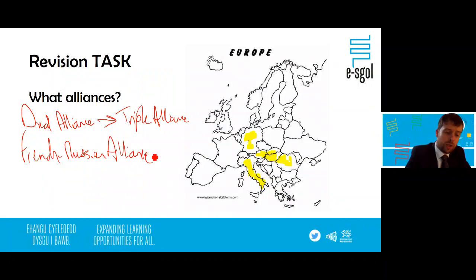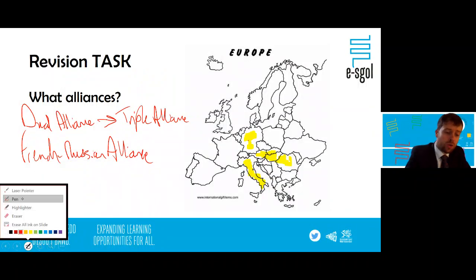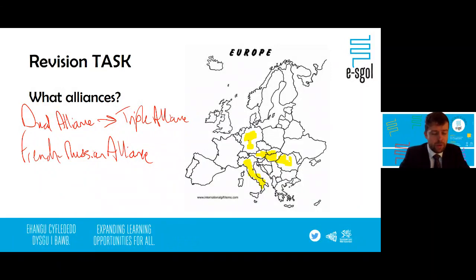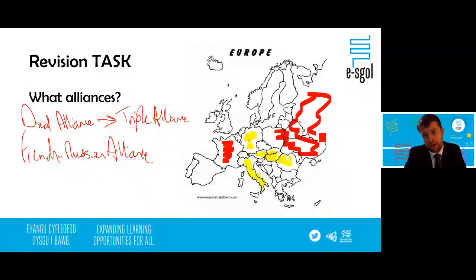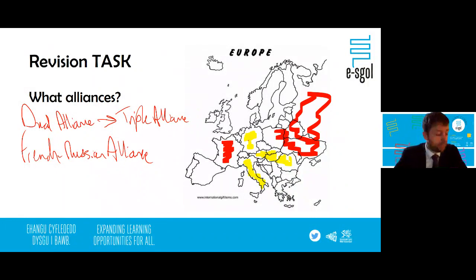Now, as I said, the dual alliance in some ways was created in order to pose a bit of a threat, to act as a bit of a counterbalance to the threat from France in particular. Well, the French-Russian alliance then, signed between France and what was then Russia, most of this area, the dual alliance, which then merged into the triple alliance as well.